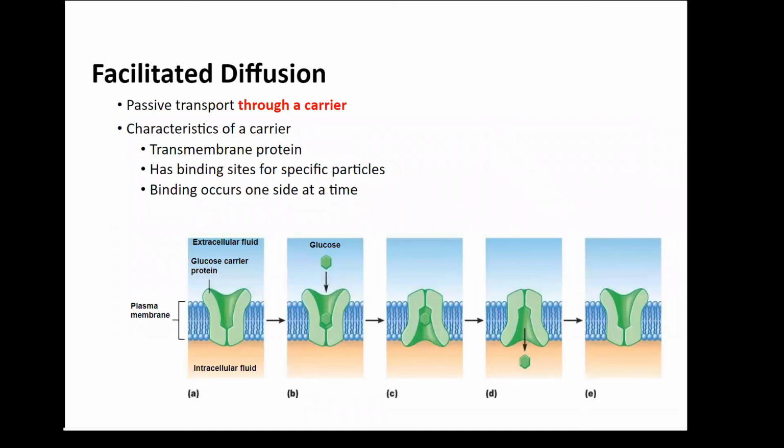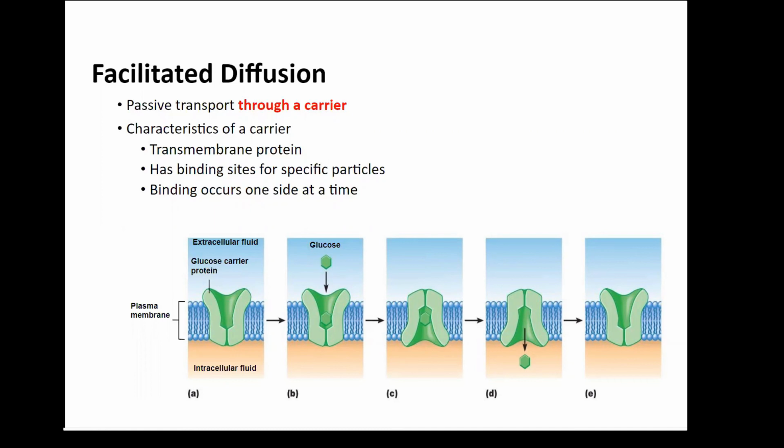So passive transport through a carrier is called facilitated diffusion. Now, a carrier is an integral membrane protein. When we talked about membranes, we talked about the fact that we have some proteins that are embedded in that membrane. Some of them go all the way through. So we have an end on the inside of the cell, an area going through the non-polar region, and then an area on the outside of the cell. So that's going to be true about all our integral proteins.